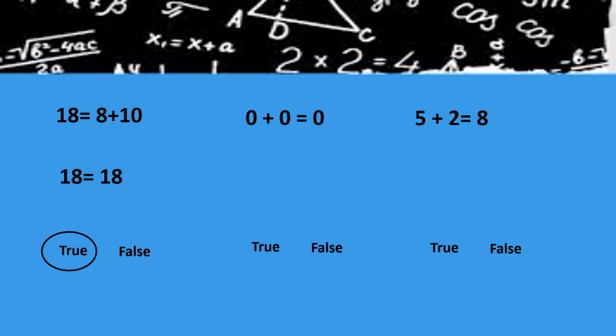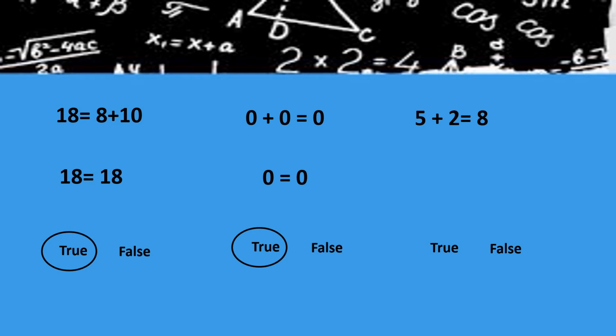Now let's take a look at the second one. 0 plus 0 equals 0. Well, I have a 0 here, but here I have an equation. What does 0 plus 0 equal? Yes, 0 plus 0 equals 0. So, 0 equals 0. Is it the same number? Yes, the answer is also true.